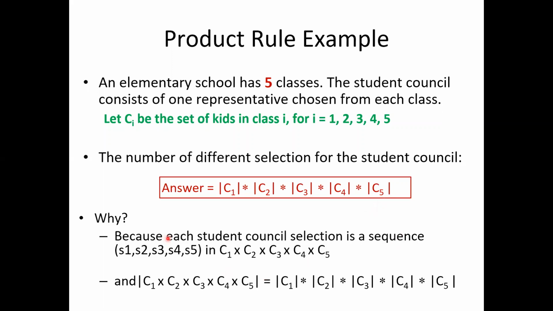Each student council selection is a sequence, and the sequence has exactly 5 elements, and the first one must be in this set, the second must be in this set, etc. And the cardinality of this set is exactly this expression.